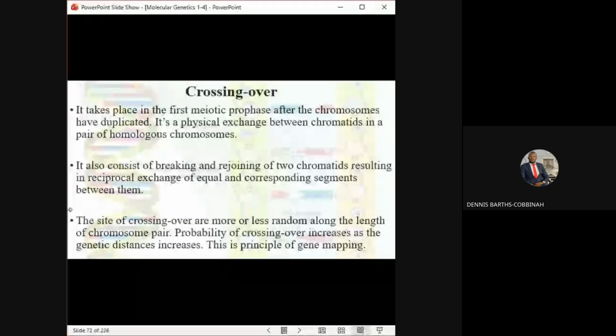Probability of crossing over increases as the genetic distance also increases. And this is the principle of gene mapping. So with gene mapping, it really correlates with the frequency of crossing over. Now, the wider the distance between the genes that are present on the chromosome, the more likely it is that crossing over will occur. And the closer the distance, the more unlikely a crossing over is to occur, and they are going to be inherited together.